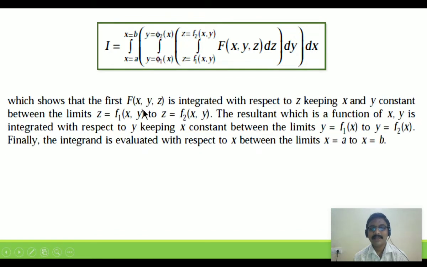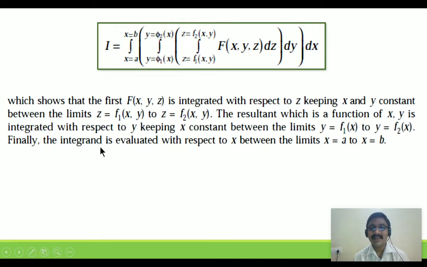which shows that first f(x,y,z) is integrated with respect to z, keeping x and y as constant. The most inner integral is integrated with respect to z, while keeping x and y as constant, between the limits z is f1 of x,y to f2 of x,y. The resultant, which is a function of x and y, is integrated with respect to y. While integrating with respect to y, we keep x as constant between the limits phi1 of x to phi2 of x.